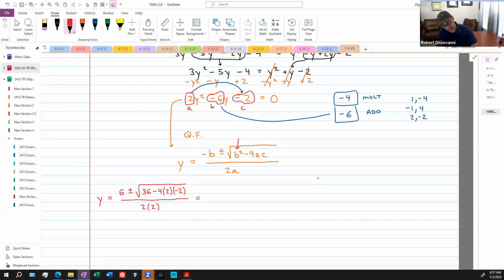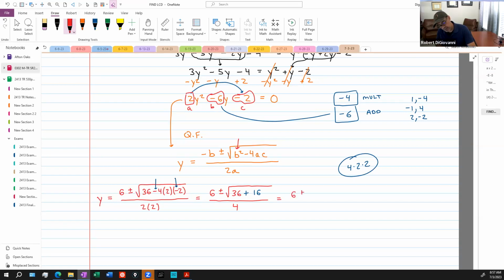This will be equal to 6 plus or minus square root 36. Now, it's going to be a plus here. And the reason there's a plus is because I see two negative signs. Two negatives together would become a plus. And now I'm just going to multiply the numbers I had there, 4, 2, and 2. I'm going to ignore the signs. It's 4 times 2 times 2. That should be 16. So I'm adding 16 in there. And then all of this over 2 times 2, which is 4.